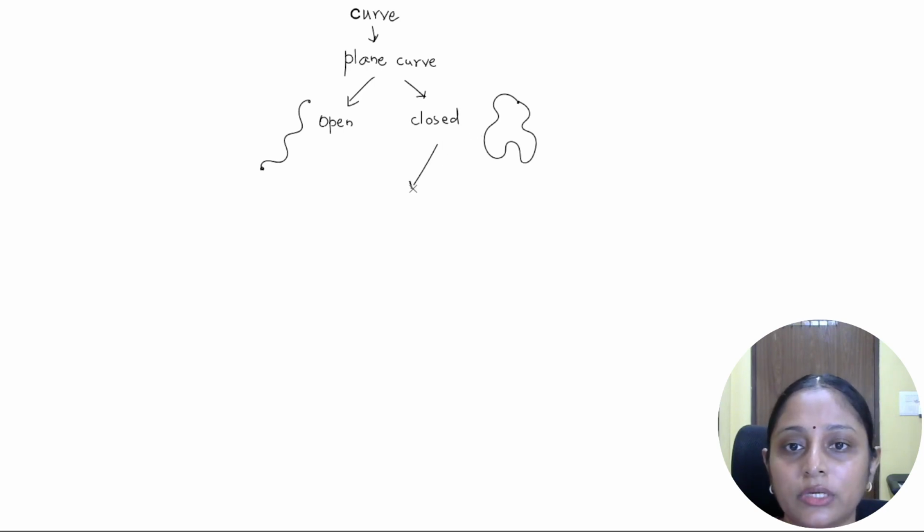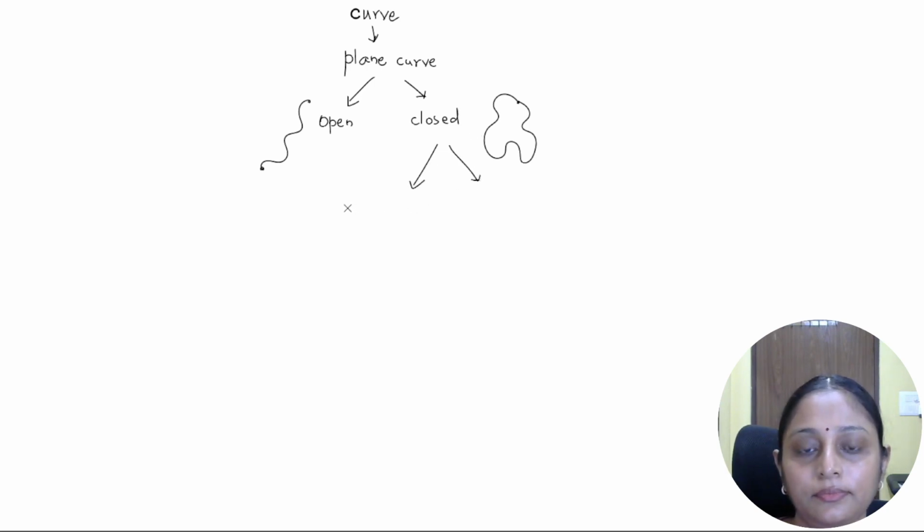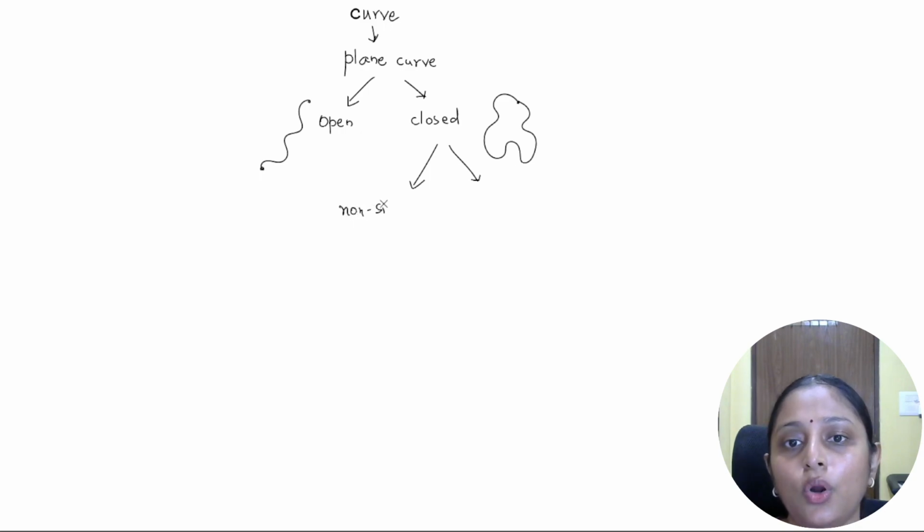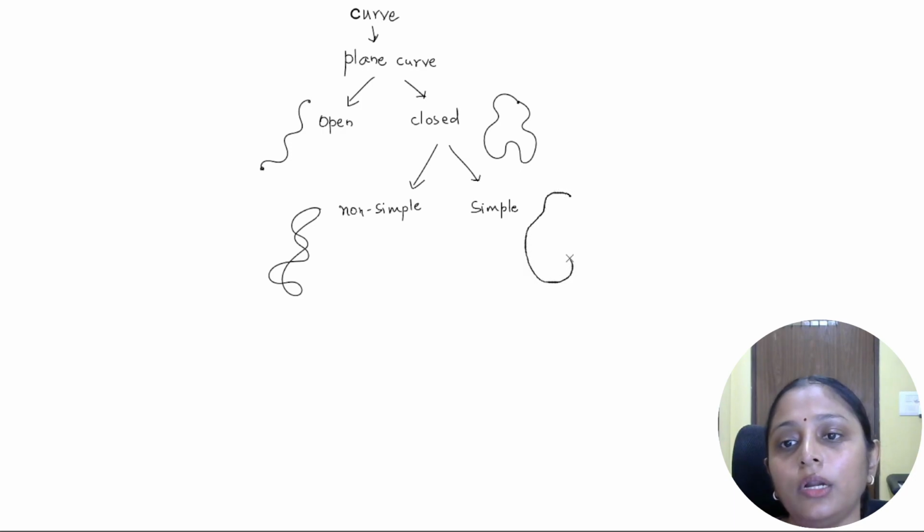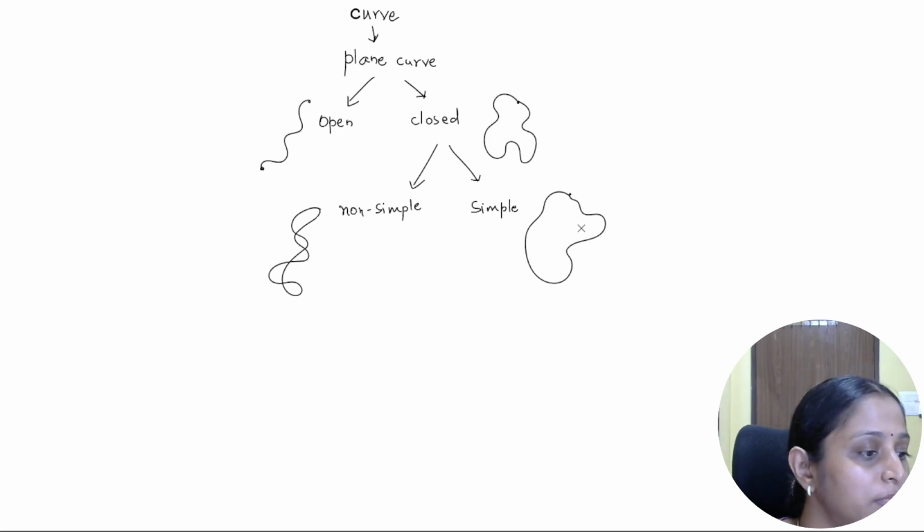Now these closed curves are further classified into non-simple and simple. What do I mean by simple and non-simple? If this closed curve happens to cross itself once or more times, then it is called non-simple. As you can see here, it's crossing itself at this point, this and this point, so this is a non-simple closed curve. Whereas a simple closed curve will not cross itself.